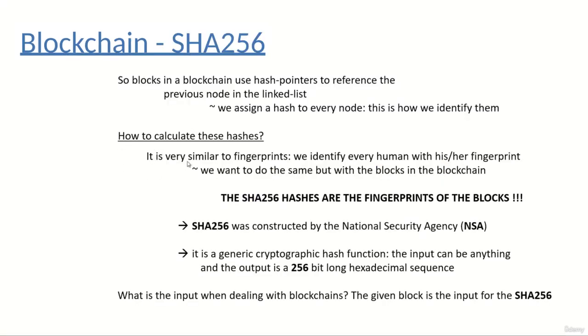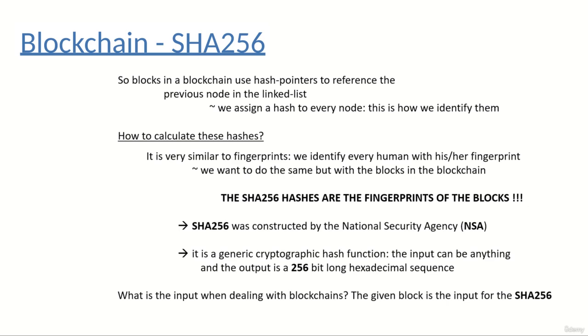Basically, it is very similar to fingerprints. We can identify every human with his or her fingerprints. We want to do the same but with the blocks in the blockchain. So the hashes are going to be the fingerprints of the blocks within the blockchain.